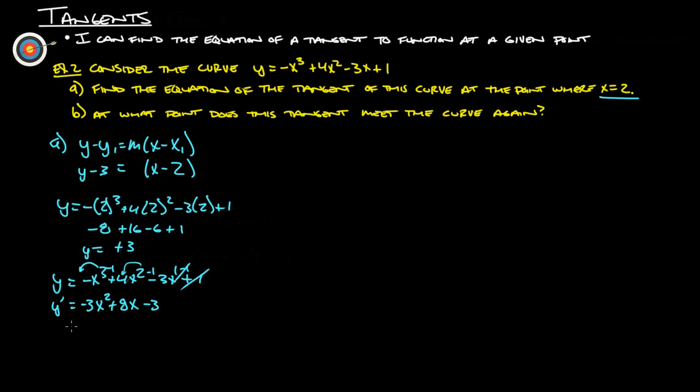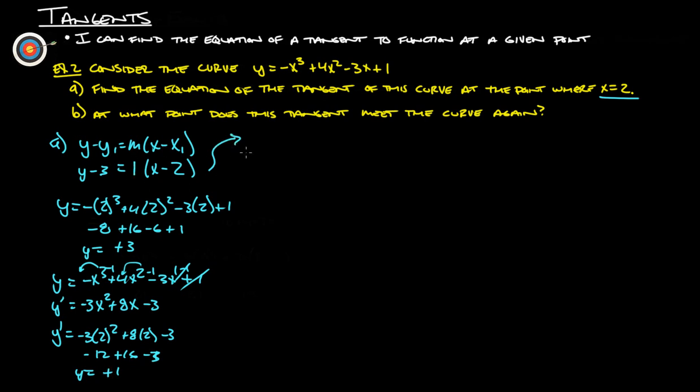So if we want to know what the slope of the tangent is when x equals 2, again, we'll just plug 2 into this. So y prime, or our slope, is going to be negative 3 times 2 squared plus 8 times 2 minus 3. 2 squared is 4 times negative 3 is negative 12 plus 16 minus 3, right? That's negative 15, and positive 16 is positive 1. Okay. So then our slope there is going to be 1 here.